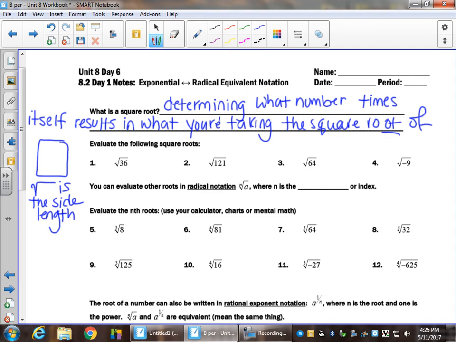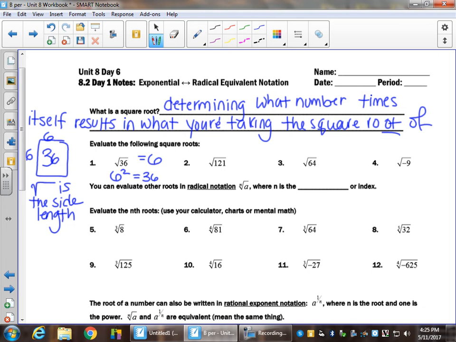So for example, if I look at number 1 here, it says the square root of 36. Well, if this square had area 36, if I asked you what the side length is, the side length is 6, because 6 times 6 is 36. So the square root of 36 equals 6, because 6 squared equals 36.